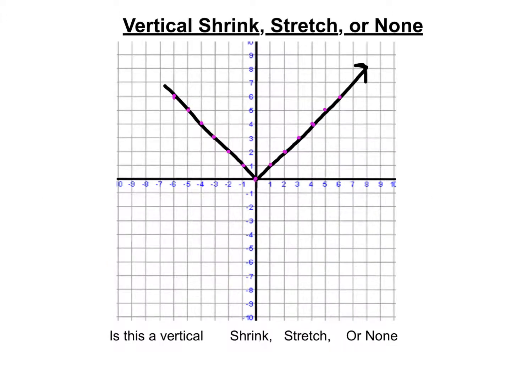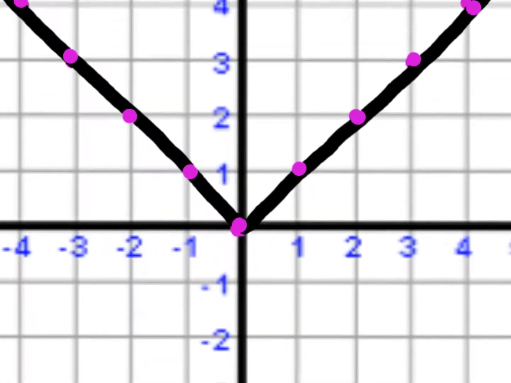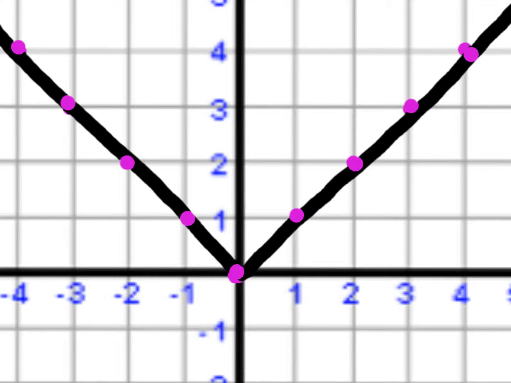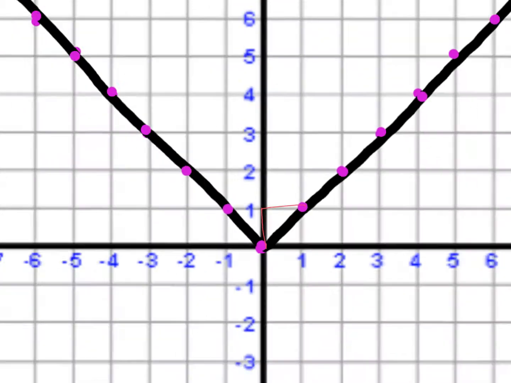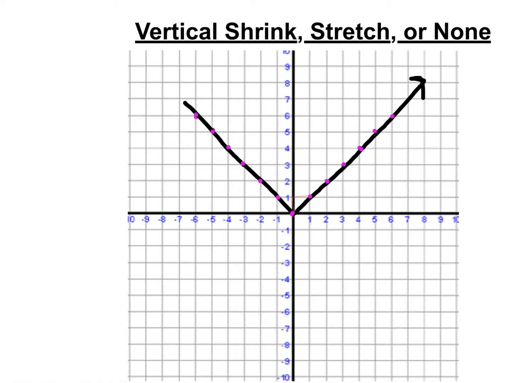All right, so let's take a look at this first one. We're going to determine, is this a vertical shrink, a stretch, or none? So first thing you have to do is find the slope. So we're going to zoom in. I've got a couple points here. So let's find the slope. So I go up 1, right 1. So for those of us who know our slope is up 1 and to the right 1, that means our slope is 1 to 1, which is equal to 1.